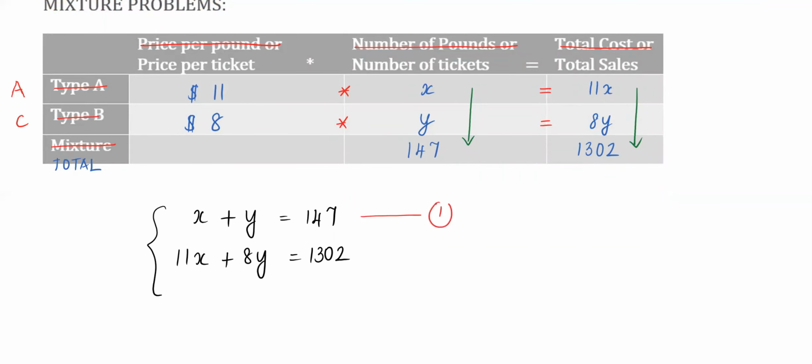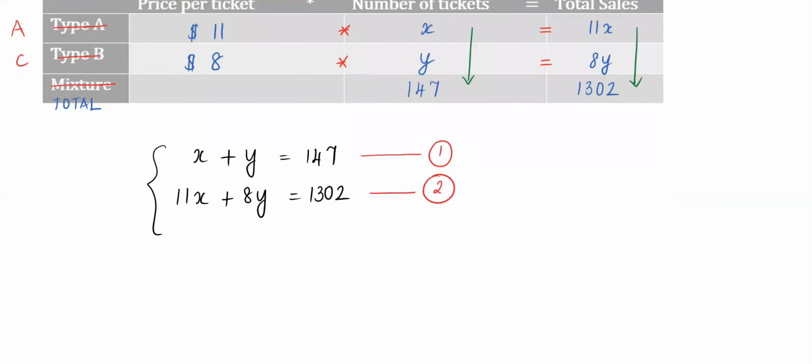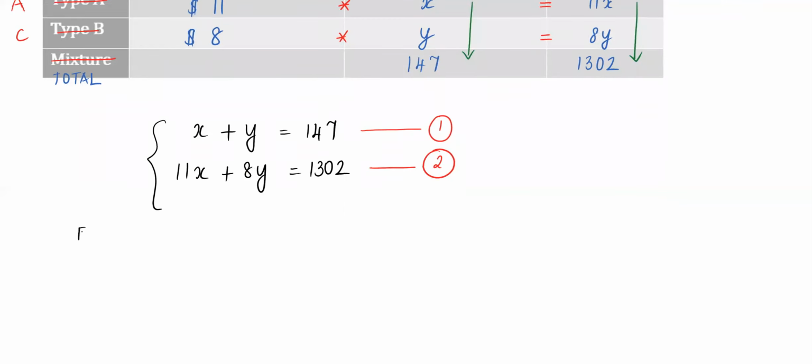Now we're going to use either the substitution method or the elimination method to solve this system. If you are using the substitution method, equation 1 is a good choice to solve for x or solve for y and plug that into equation 2 so that you get an equation in one variable. We could do that. Or we could use the elimination method and multiply the first equation either by -11 or by -8 so that you have the x's and the y's matching. Okay, I'm going to use the elimination method.